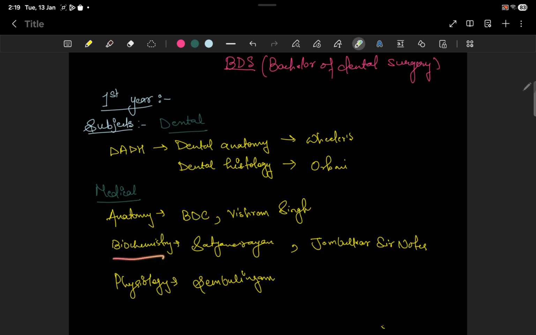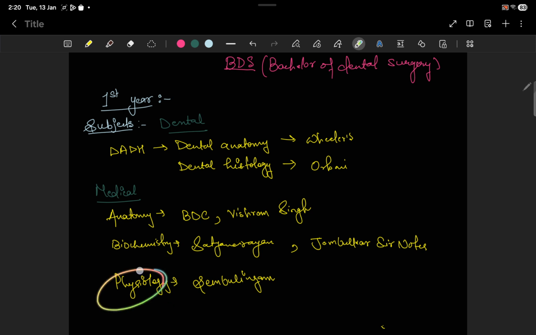Then biochemistry. Satyanarayan was the book that we were recommended, but I personally didn't read it. I read Jampulkar sir's notes that you will get from Telegram or any of his sites. He is one of the best teachers of biochemistry, and his notes are on top of the list. It can help you a lot to understand your biochemistry. So get it printed, don't read it online, because printed notes can never compare to online notes.